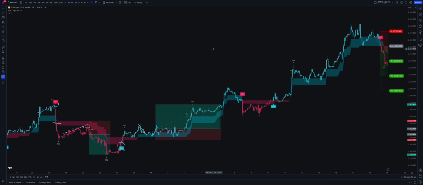So that's pretty much it for this update. A couple new features, a couple of quality of life improvements, and a new signal system overhaul. I can't wait for you guys to try the new SMRT Algo Pro V3.